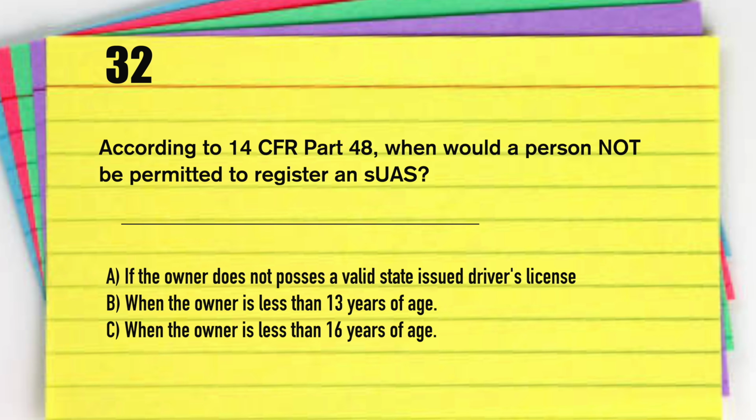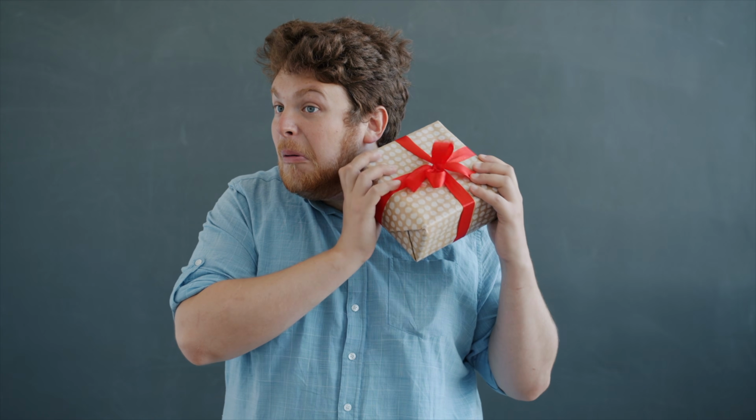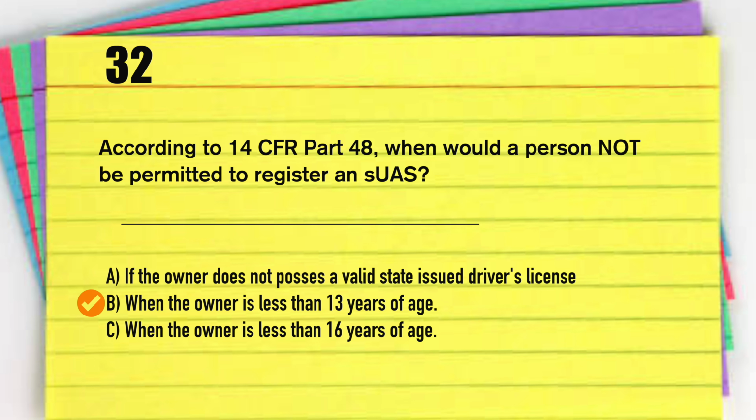According to 14 CFR Part 48, when would a person not be permitted to register an sUAS? Is it A, if the owner does not possess a valid state-issued driver's license? B, when the owner is less than 13 years of age? Or C, when the owner is less than 16 years of age? Now, for this question, where everyone makes the mistake is thinking that a 13-year-old cannot register a drone. That is not true. A 13-year-old cannot take the Part 107 exam and become a certified remote pilot.